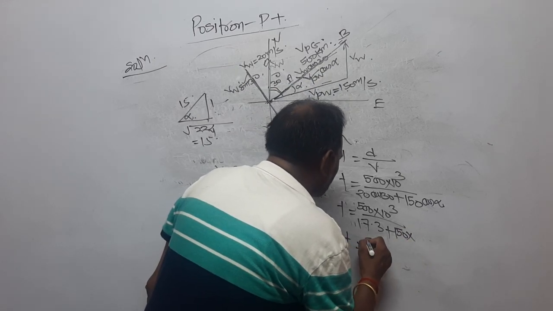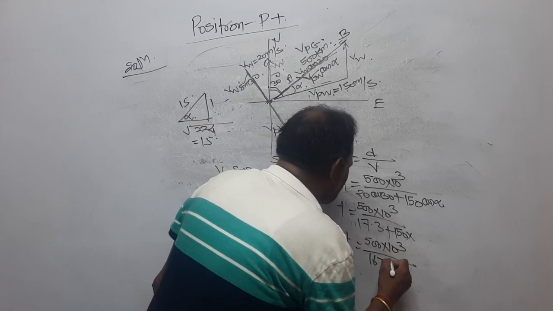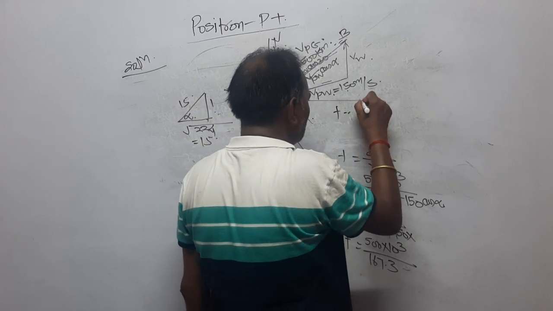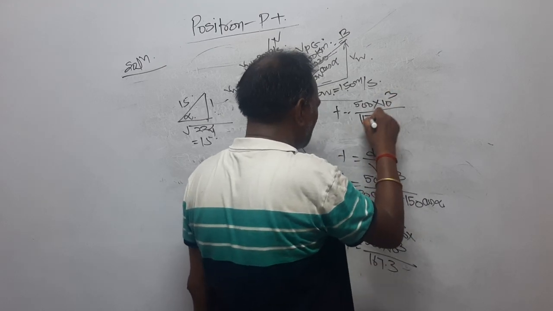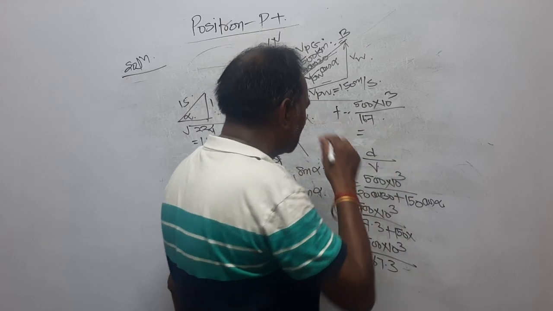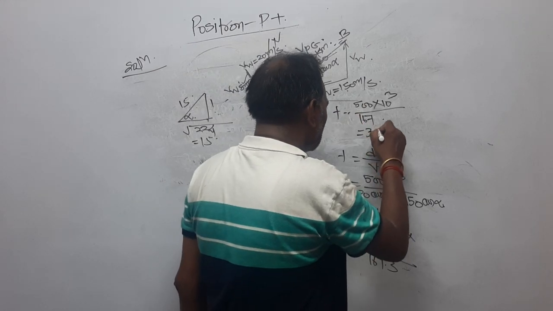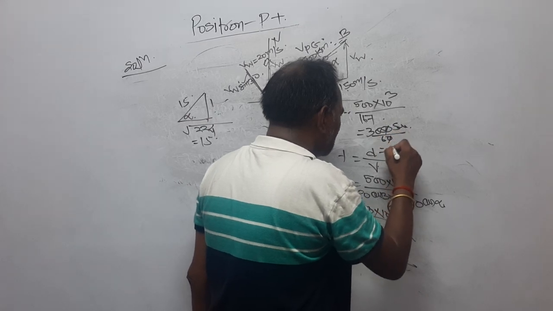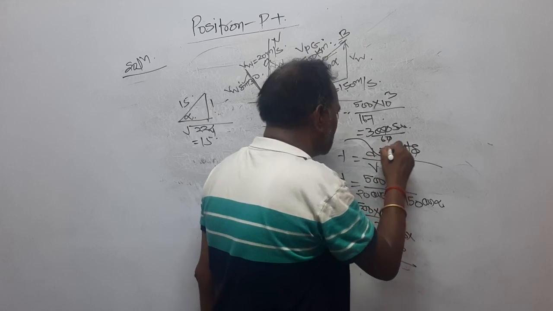So T is equal to 500 into 10 raised to the power 3, divided by 167.3. Look here, I am solving here. T is equal to 500 into 10 raised to the power 3 over 167 or 170. Consider this is 3. This is 170. So it is 3000 seconds divided by 60. This is 50 minutes approximately. Solution is 50 minutes approximately.